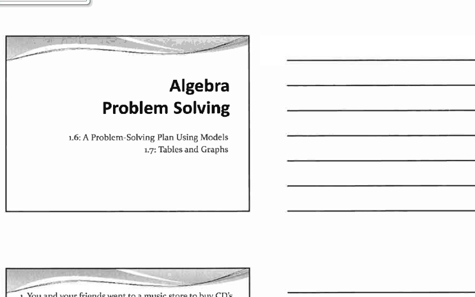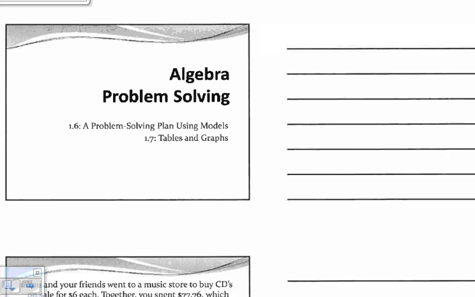1.6, 1.7. 1.6 is a problem-solving plan using models. 1.7 is tables and graphs. In this section, we're going to do things a little bit differently. We're going to practice a couple of problem-solving problems and a couple of tables and graphs, showing you how I do it to give you some ideas for when it's time for you to do your own.